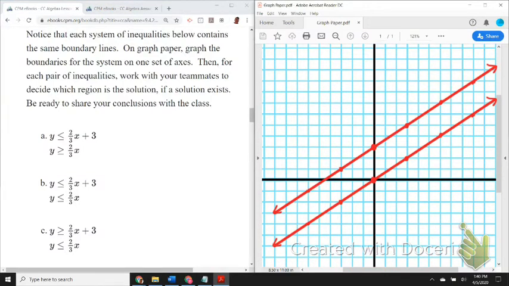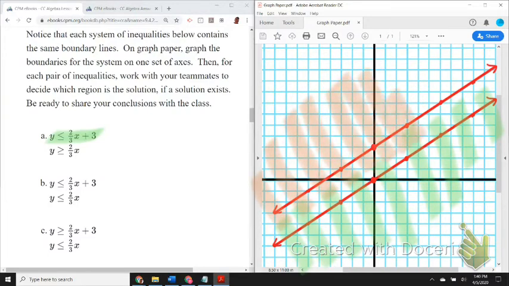All right, so for all 3 of these, they're actually going to be the same lines. The only difference is the inequalities, and that's going to determine which way you're going to shade. So let's look at problem A. For the first inequality, y is less than 2/3 x plus 3, and that 2/3 x plus 3 is that top line. If I'm going less than, I'm going to shade below. For the second part, it says y is greater than 2/3 x. So greater than, I'm going to shade above.